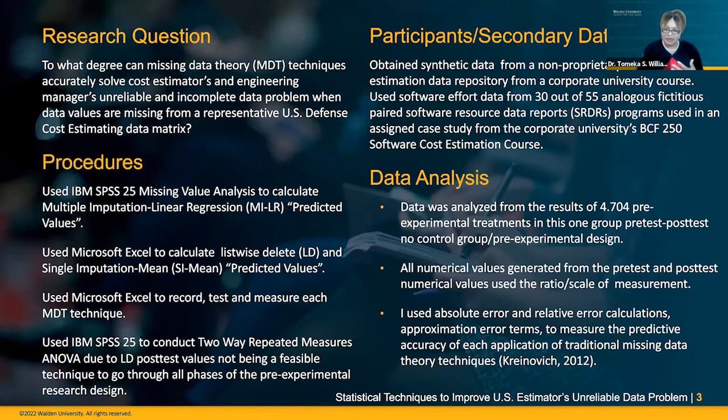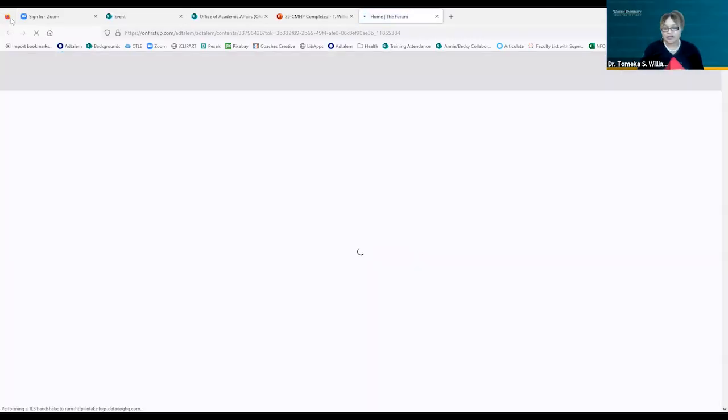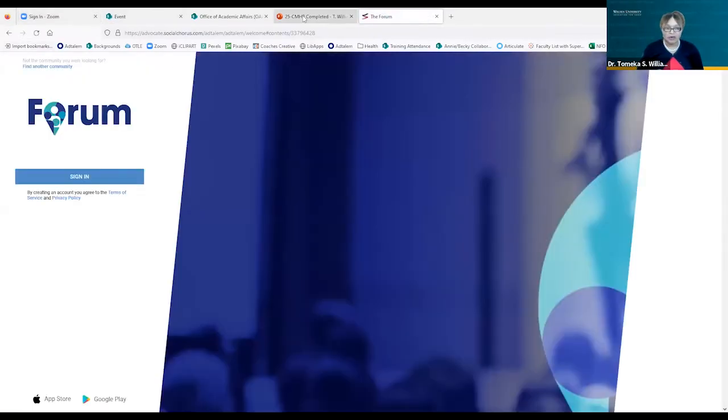And so basically, all the numerical values that I did generate were all ratio scale measurements. So that way I could do absolute error and relative error calculations using the approximation error terms. And I was able to measure the predictive accuracy of each of these applications and what I'm calling the traditional missing data theory, because the machine learning ones are obviously much more.